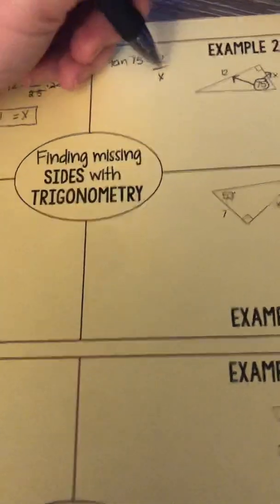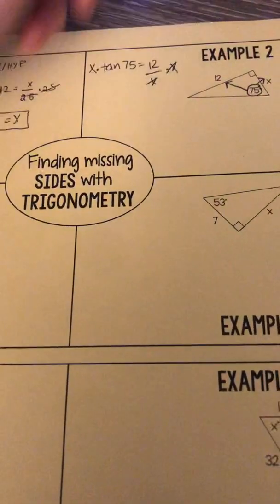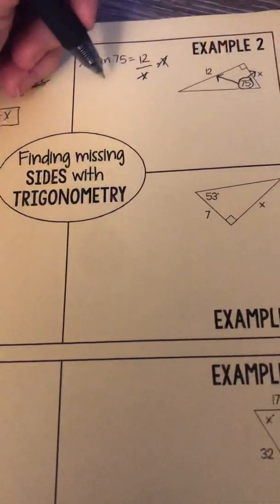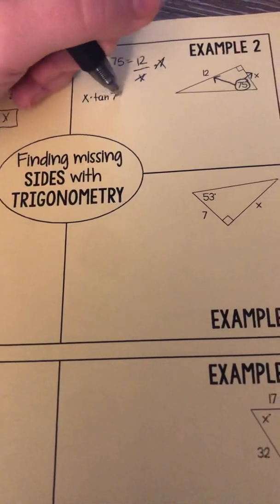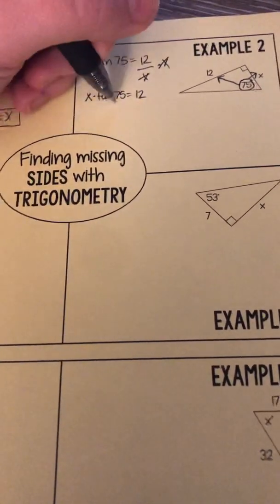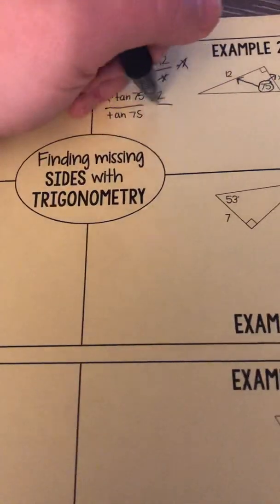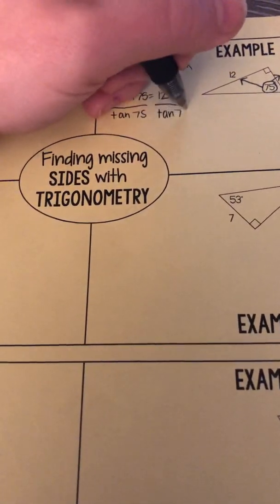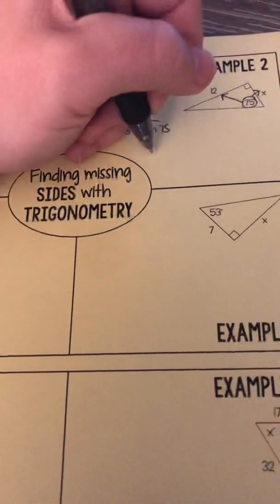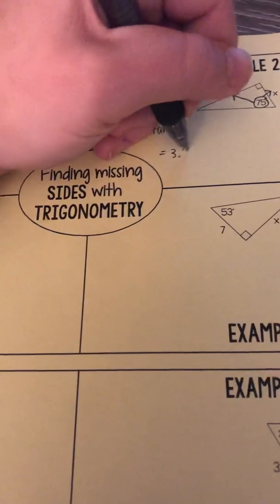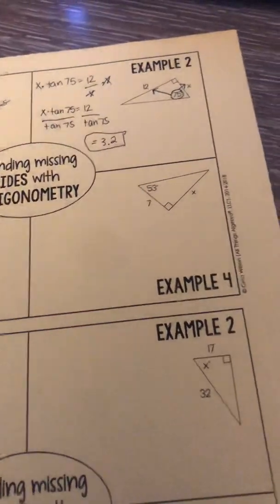All right, once I multiply both sides by x, that cancels out, and I am able to then have x times tangent 75 is equal to 12. Divide this by tangent of 75. Divide this side by tangent of 75. 12 divided by the tangent of 75 is going to give us 3.2, once you plug it into the calculator, of course.